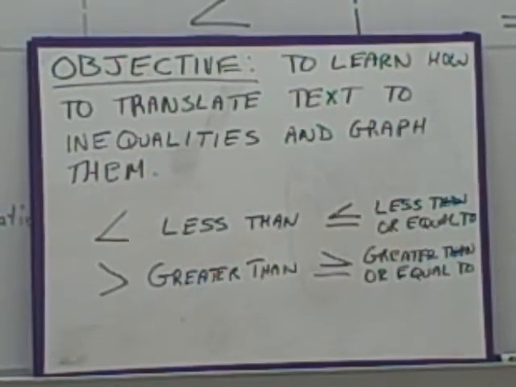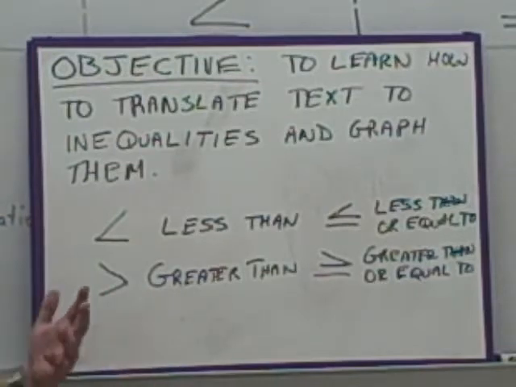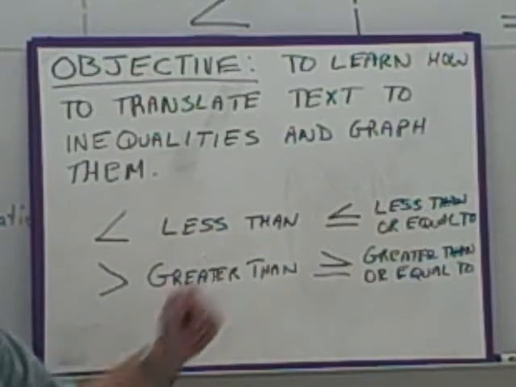Hello, the objective of this video is to learn how to translate text into inequalities and graph them. Well, first we've got to realize what inequalities are. Inequalities are equations, but instead of both sides being equal, there's a range of values which one side could have. And to show that range, we use these different symbols.